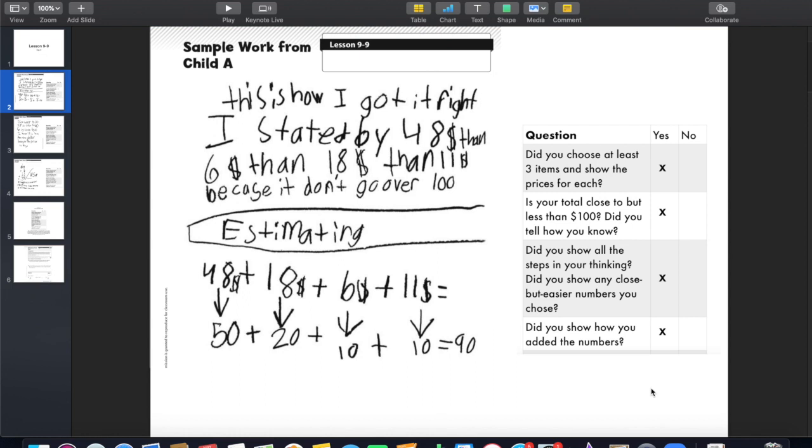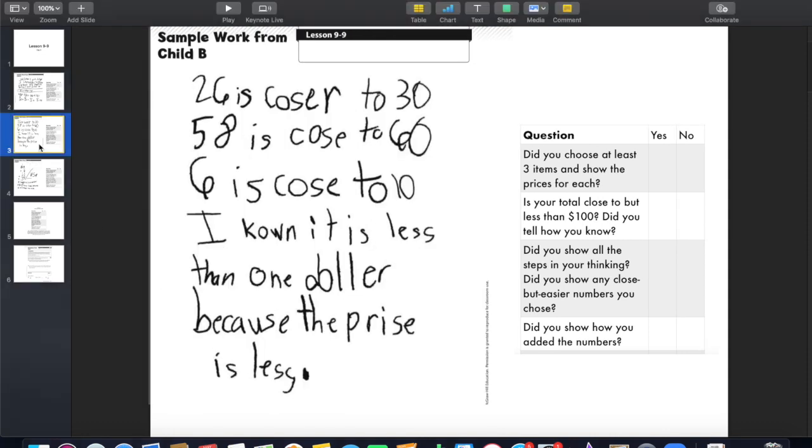I think maybe they might have talked a little bit more about how they selected what they did, and they might have put their dollar signs in front of the number amount. So I think overall this student did a nice job. One thing I might change is also putting a dollar sign in 90, but they definitely met expectations. This is clear and I can understand their thinking. Let's look at sample work from Child B.